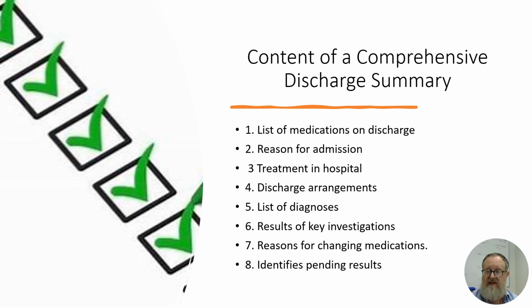Discharge summaries and a list of diagnoses are self-explanatory. The results of key investigation doesn't mean every blood count they had in hospital. It means summarising what was important. And identifying pending results is a safety issue, as we know that results can be missed, and this can be an important quality and safety issue.